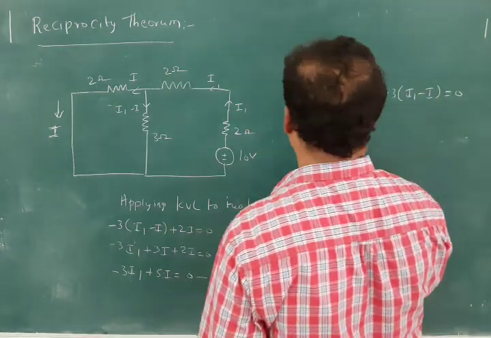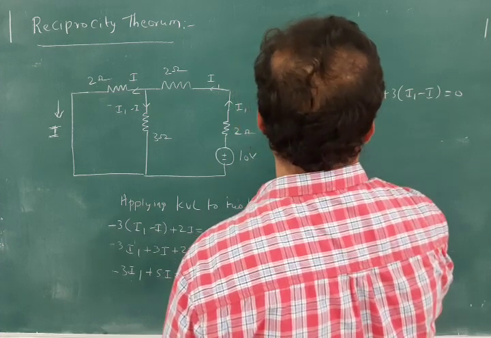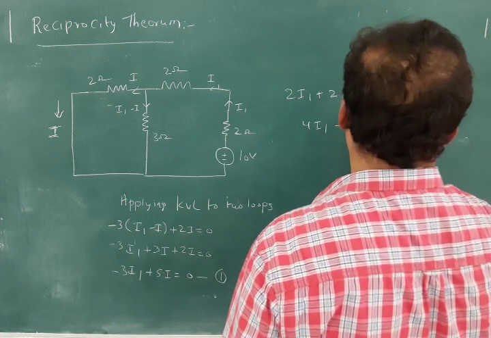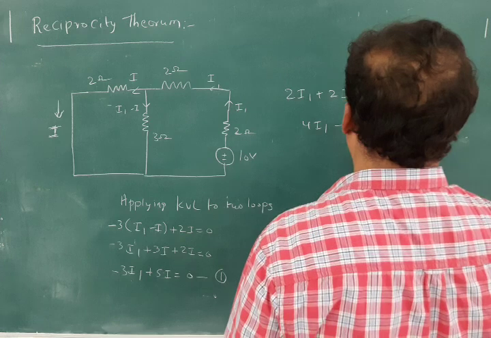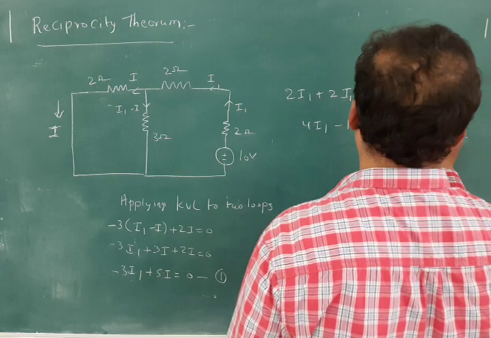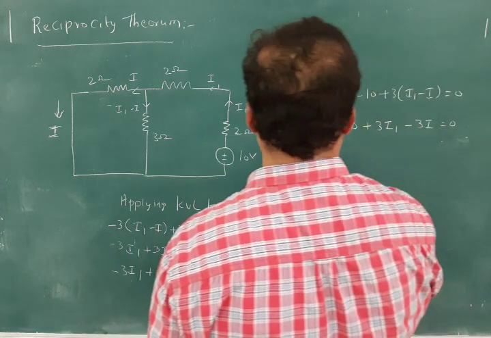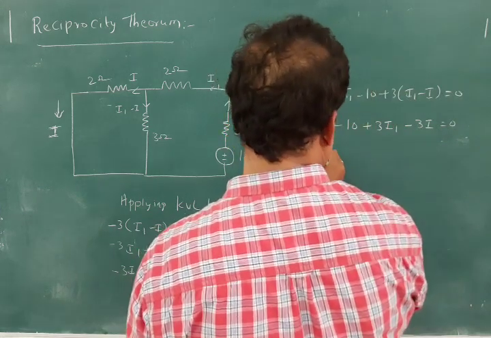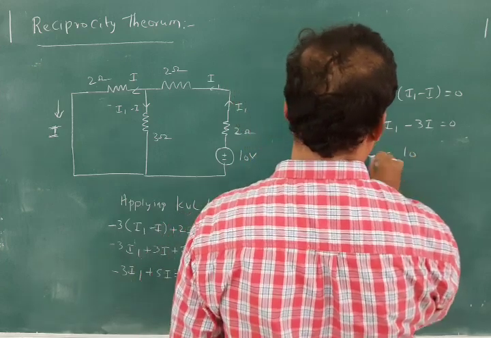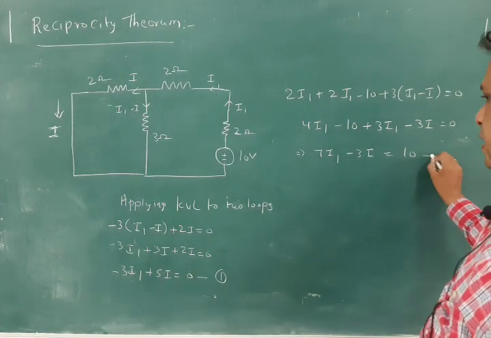By applying the KVL, we will get the answer here: 2I1 plus 2I1 is 4I1, minus 10, plus 3I1 minus 3I is equal to 0. Therefore, it becomes 7I1 minus 3I is equal to 10. If you send that to the other side, it will become 7I1 minus 3I is equal to 10. So, this is your second equation.